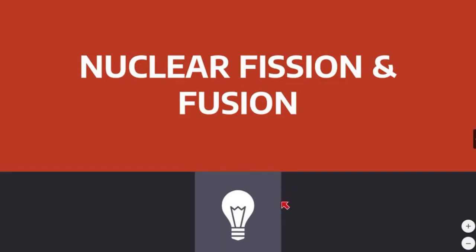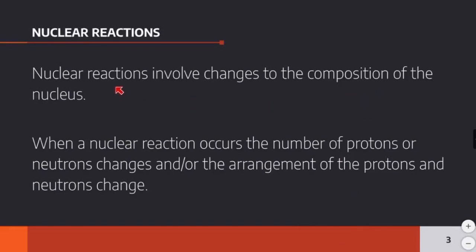So we're going to be talking about nuclear fission and nuclear fusion. Nuclear reactions are like chemical reactions. They involve changes in the matter. But in the nuclear reactions case, they involve changes to the composition of the nucleus. And so when we have a nuclear reaction, the number of protons or neutrons either changes or their arrangement changes.